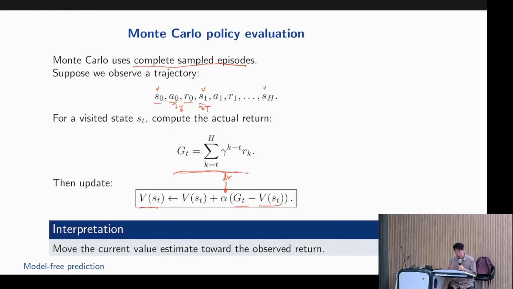So in terms of the algorithm, if you observe one trajectory, you can update the values for all states, not just this one. For this one, the regression target will be the sum of all the future rewards. And for V of S1, the regression target will be the sum of all the future rewards that happen after S1. And so on. So any state along the trajectory can be updated.